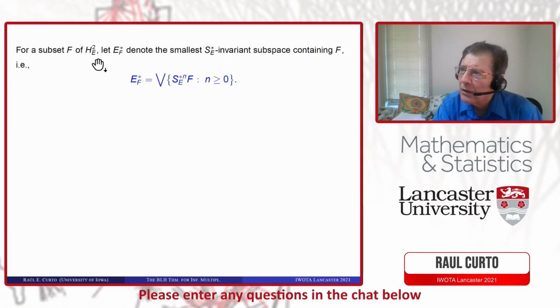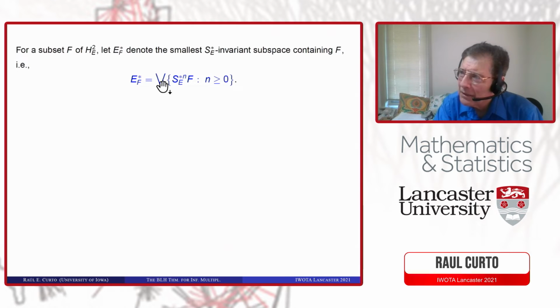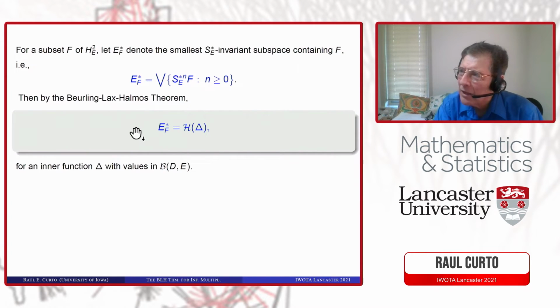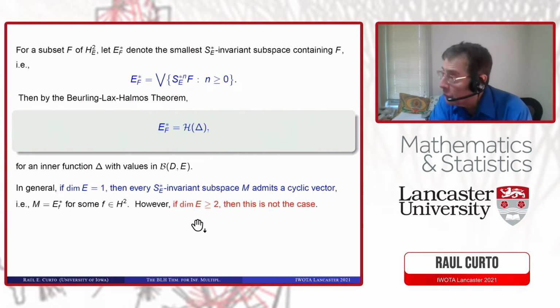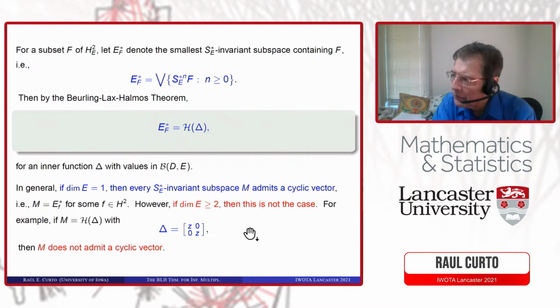Now take a subset F of H2 with values in E and form, as in question one, E F star. I take F, move it with the powers of the adjoint of the shift, and form the closed linear span; that's E F star. By Beurling-Lax-Halmos, it has to be H of delta, a model space. In general, if the dimension is one, then every S star invariant space admits a cyclic vector, and therefore M is E F star for some F in H2. However, if the dimension is bigger than or equal to two, this is not the case, and I'm going to give you an example. M is H of delta with delta equal to Z, zero, zero, Z, and M does not admit a cyclic vector.